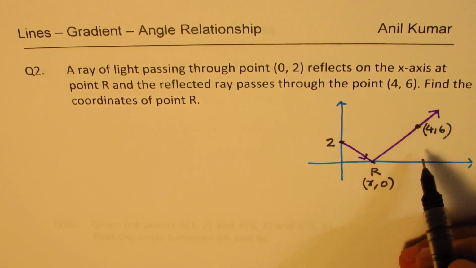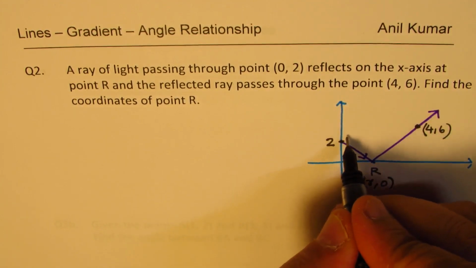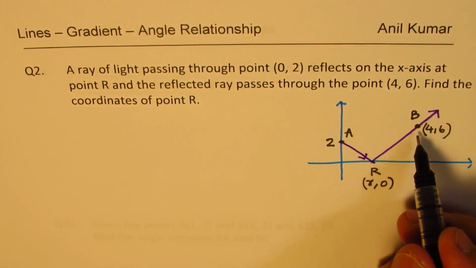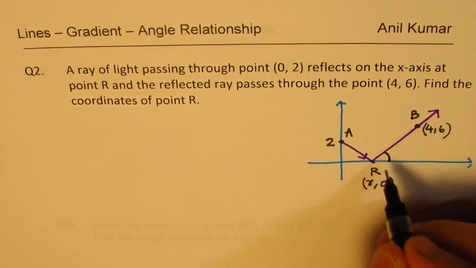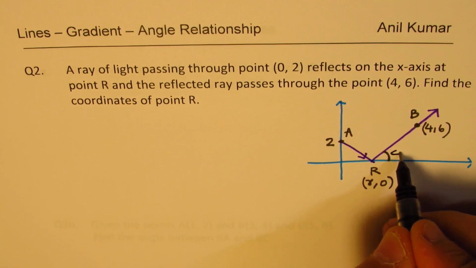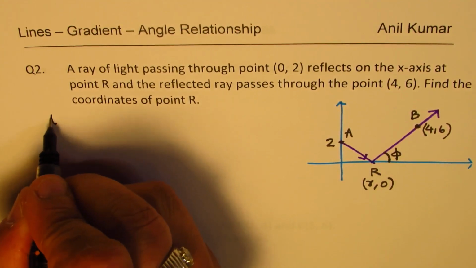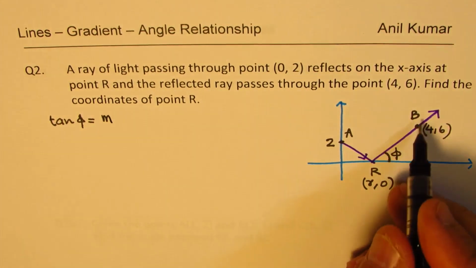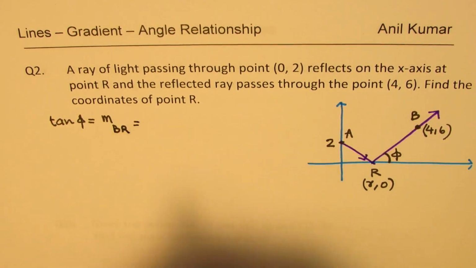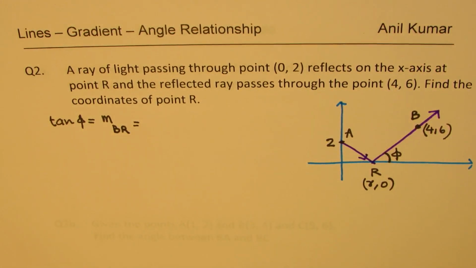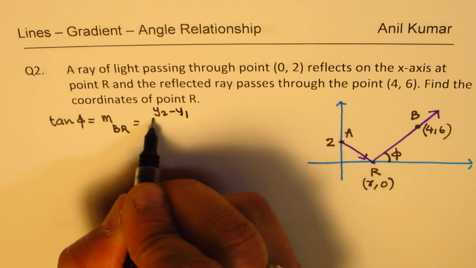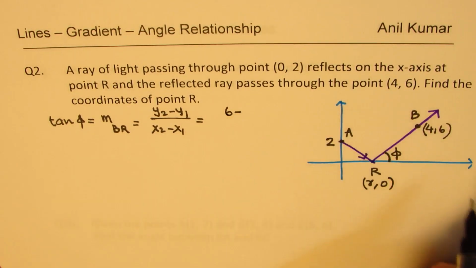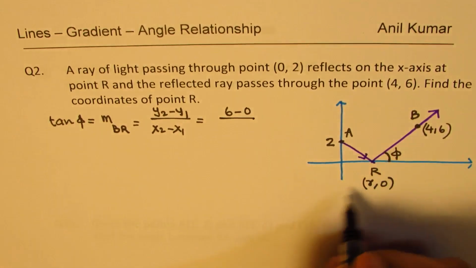Correct? So that is the scenario. Let's call this point A here and B there. Now, what is the slope, or what is this angle here equal to? Let's call this angle phi, right? So we know tan of phi should be equal to the slope of the line BR. Now the slope of the line you can find using y2 minus y1 over x2 minus x1, correct? So in this case it is 6 minus 0 over 4 minus r.